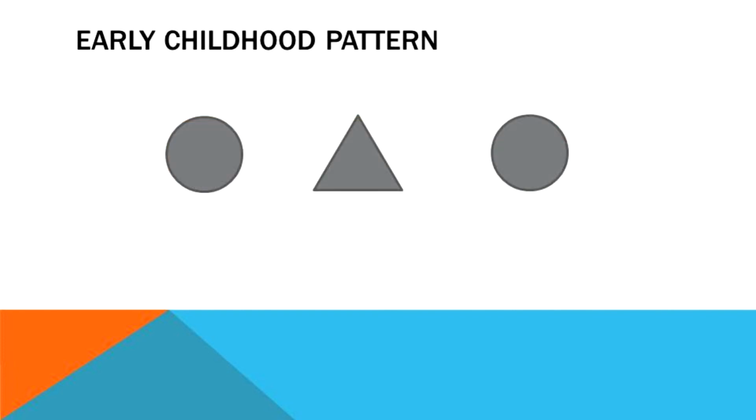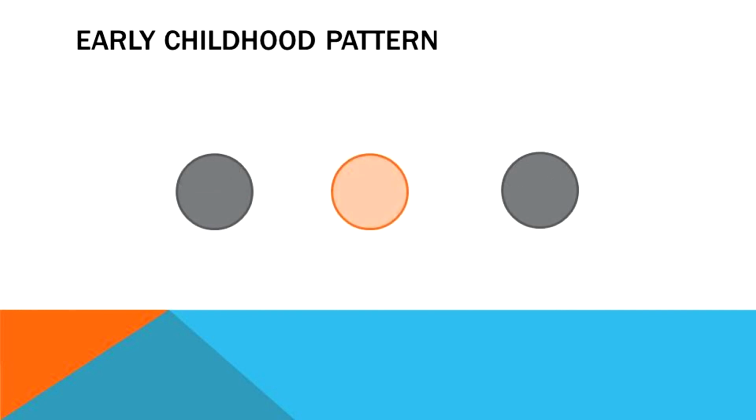How does this relate to mathematics? Let's find out. In early mathematics experiences, children are taught patterns. Patterns such as the one in front of you. A circle, a triangle, a circle. That is a pattern of shapes. Later on, they will recognize patterns of letters or patterns of numbers. It's the pattern that is important. And it might be a pattern of colors. There are all sorts of patterns.